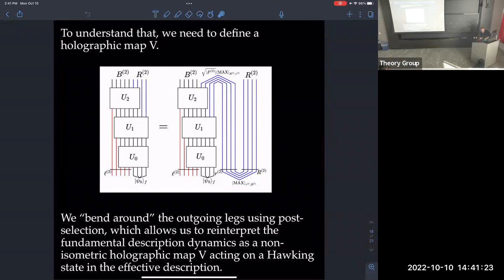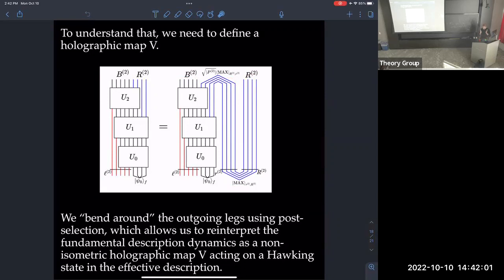And so when you convert this drawing into math, it manifestly happens that the state here on BR in this left side is the same as the state here. I'm trying to circle this part and this part. Those are the same state. So bending around the lines, as suggested by the drawing, is just doing nothing to the state. It's just like moving the lines. But that is realized mathematically by inserting maximally entangled states.